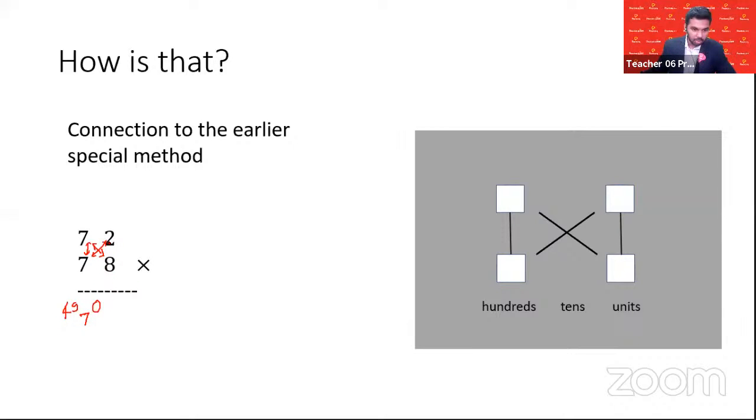Now the last part is 2 times 8, which is 16. 16, I'll write it as 6 and 1. Now I'm going to take 1 as a carry to the next place and 7 as a carry to this place. So the answer is going to be 5616. So I hope it is clear to all of you.